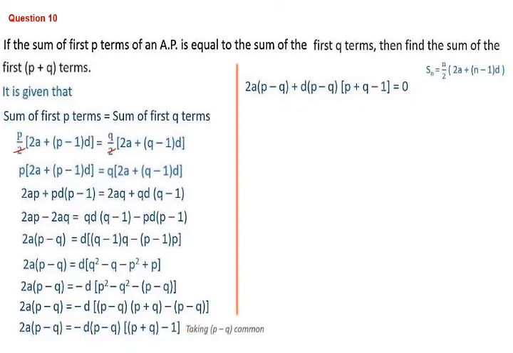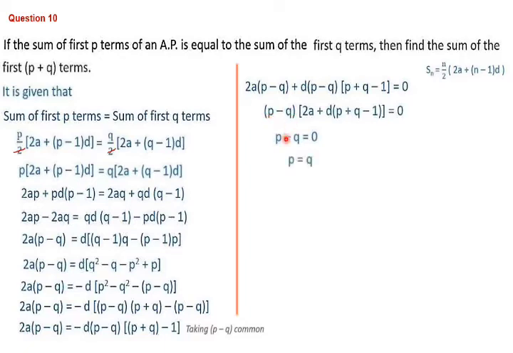That means 2a into (p minus q), minus d into (p minus q) into (p plus q minus 1). When it comes to the left side, it comes as plus. Plus d into (p minus q) into (p plus q minus 1) equal to 0. Then here you can see p minus q is common. Take out p minus q into the balance, 2a plus d into (p plus q minus 1), is equal to 0. So the product is 0, which means you can equate each component with 0.